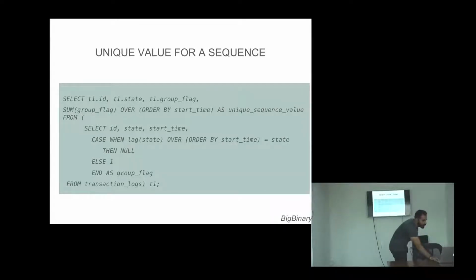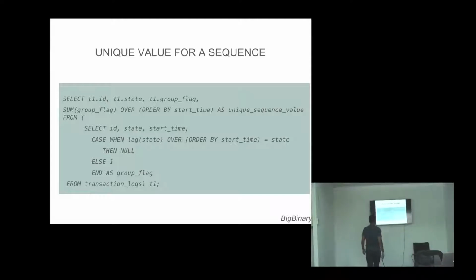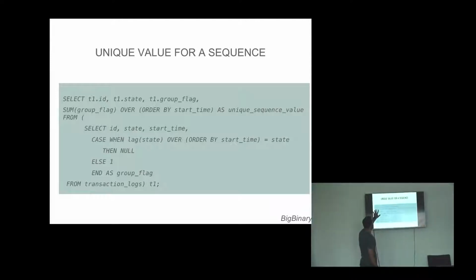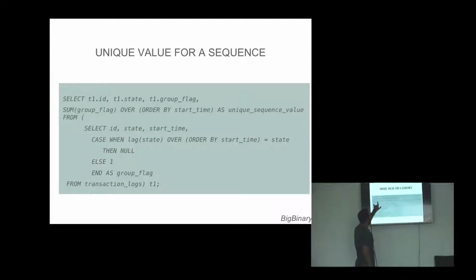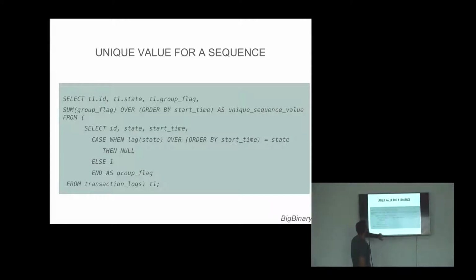Okay, so now using this we will generate a unique value per sequence. Here what we are doing is a sum of the group flag. So this is the syntax for doing a cumulative sum: sum over order by this order, we will generate a unique value, and we'll name that column the unique sequence value column. Okay, so this is the same query which we just ran on the console, and this is the new query which we are using in the outer context. Here we are just summing up the values in the group flag.